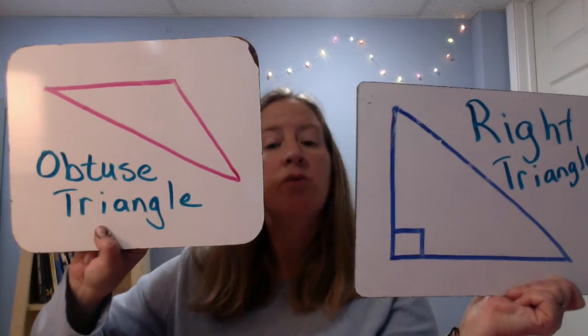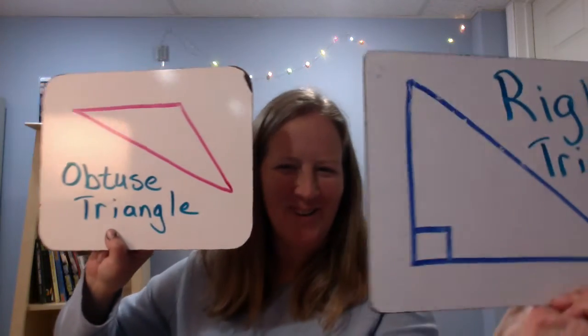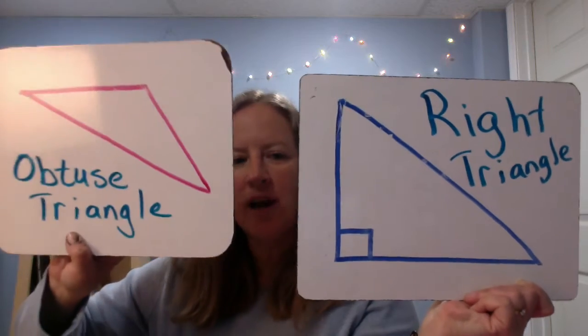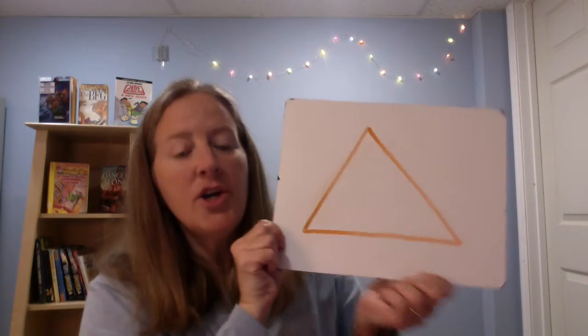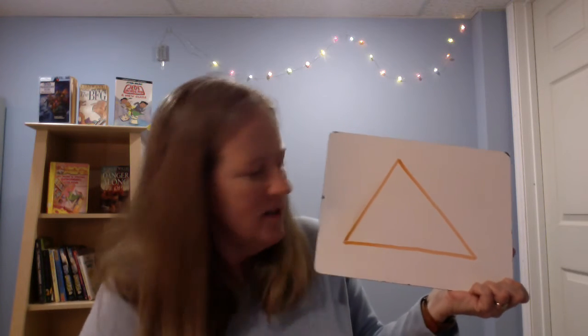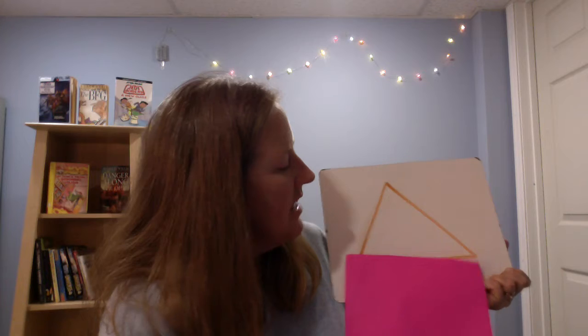So moving on, you have the right triangle. Everything's backwards on the computer. You have the obtuse triangle. The third kind is an acute triangle. Remember, acute, little angle, acute. So those angles are all less than 90 degrees.